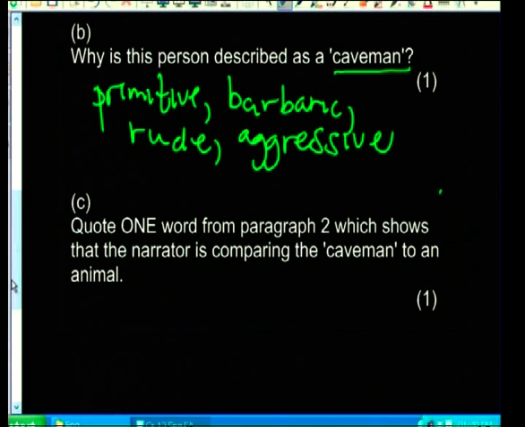Quote one word from paragraph 2, which shows that the narrator is comparing the caveman to an animal. Here again, I think you'd be able to identify. The word was paw.